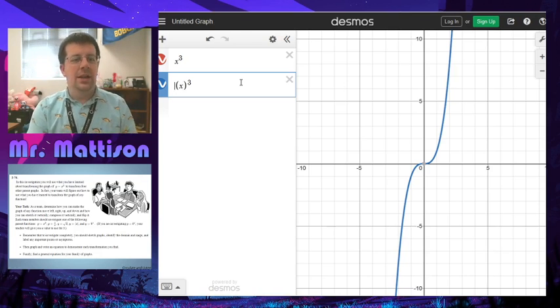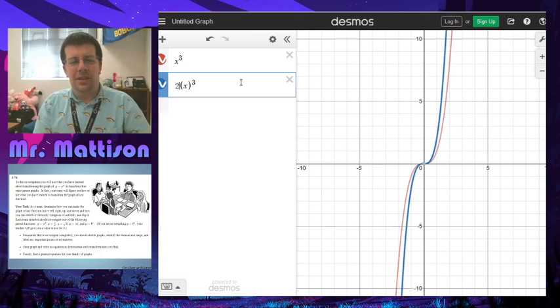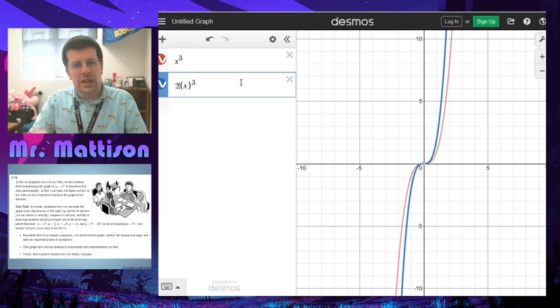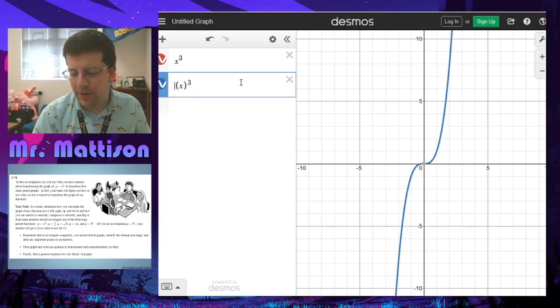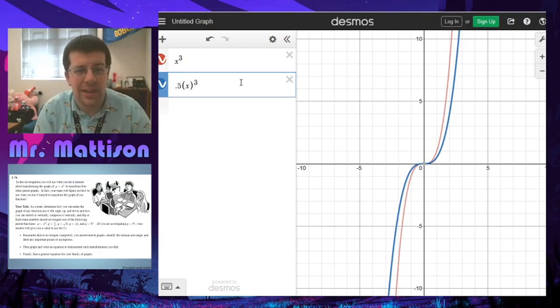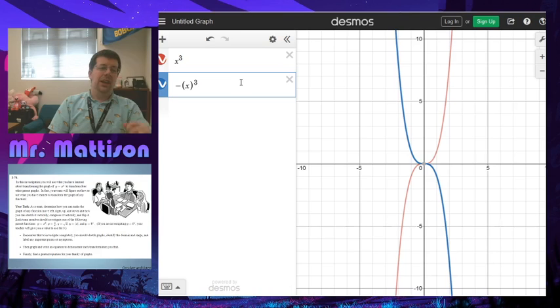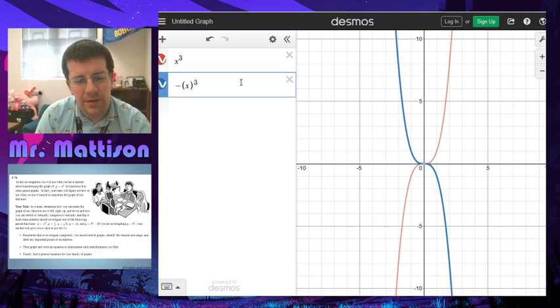And then to vertically expand it or to vertically stretch it, if I put a 2 here, everything gets stretched vertically to be double the heights. And if I put a 0.5 here, it's going to be compressed vertically, so it's now half as tall as it was. And then finally for a flip, I throw a negative there and it gives me that flip vertically.